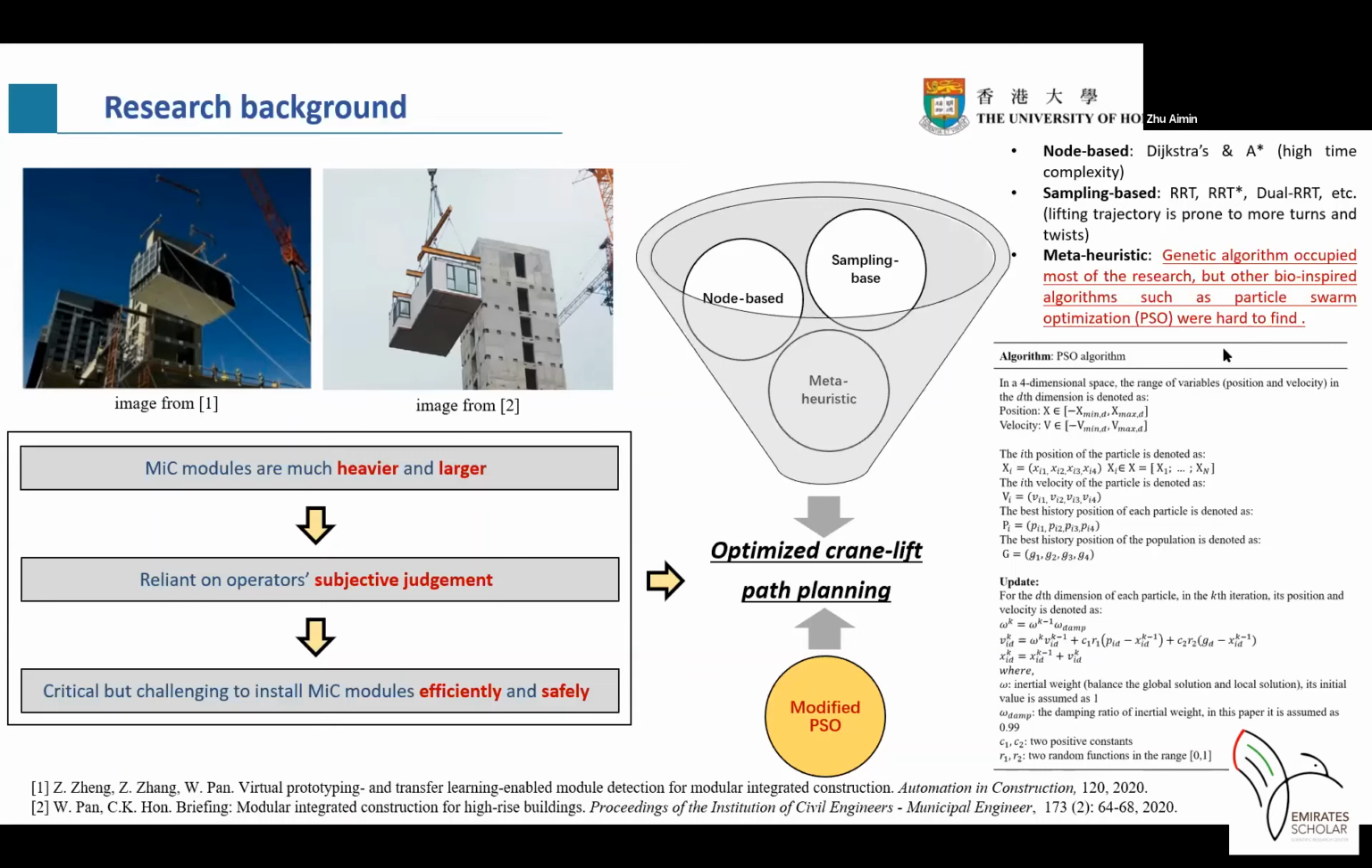And we found that genetic algorithms occupied most of the research, but other bio-inspired algorithms, such as particle swarm optimization, were hard to find in crane-lift execution fields. So our research group proposed a modified PSO to find a collision-free crane-lift path, and the source code of PSO was illustrated on the bottom right.